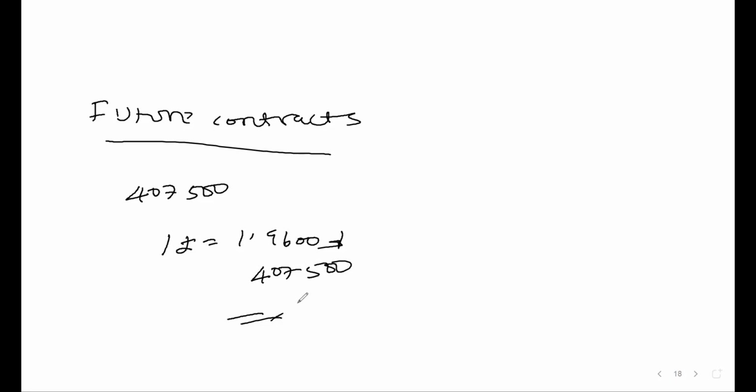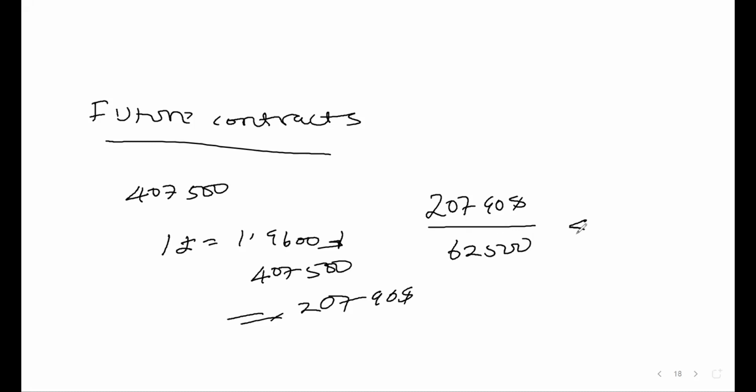207,908. So you need to hedge 207,908 pounds. Divide by 62,500. We need to know the number of futures you need to buy. So how many futures do you need to buy?